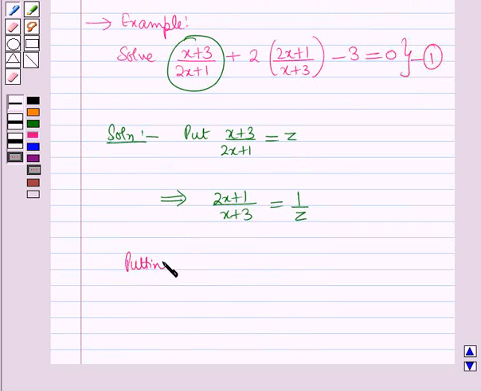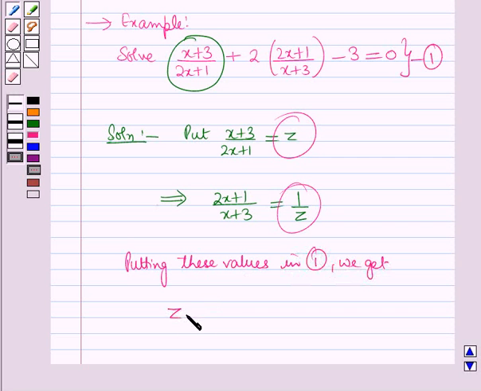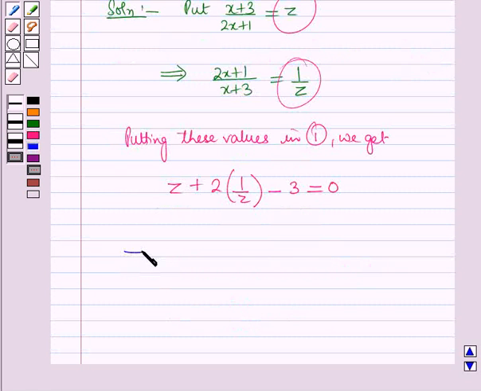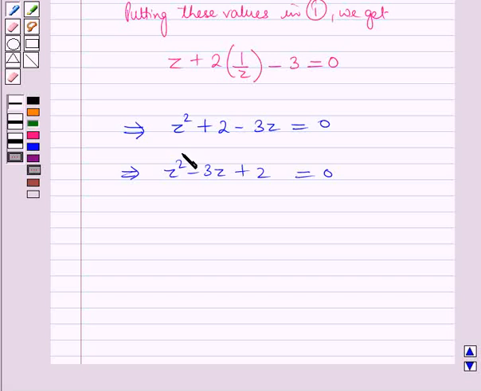So putting these values in 1, we get z plus 2 into (1 by z) the whole minus 3 is equal to 0, which implies z square plus 2 minus 3z is equal to 0, which further implies z square minus 3z plus 2 is equal to 0. Now, the given equation is reduced in the form of quadratic equation in z. And now we will solve this quadratic equation by splitting the middle term.